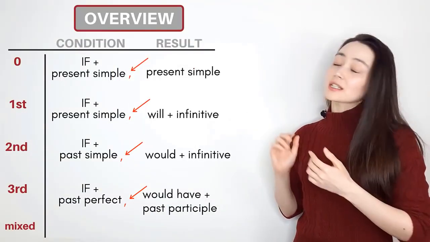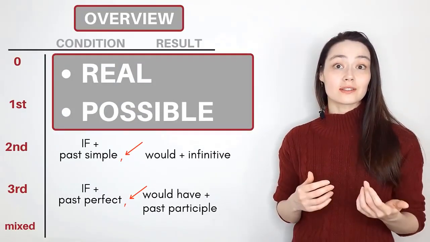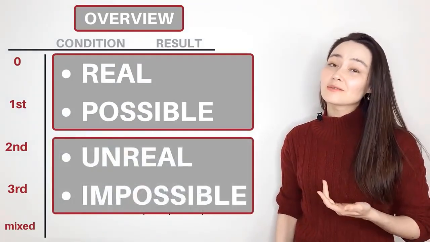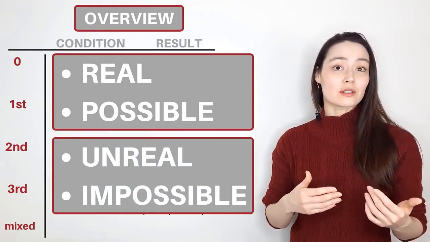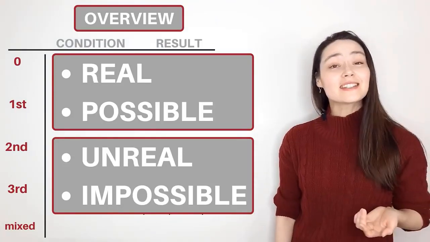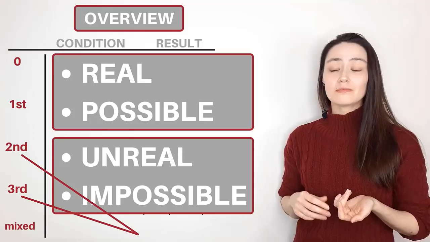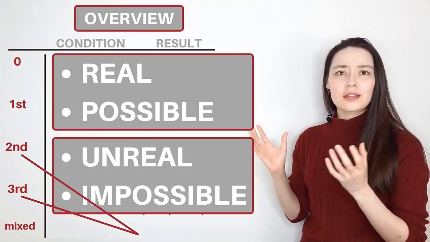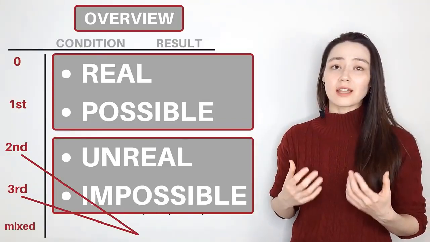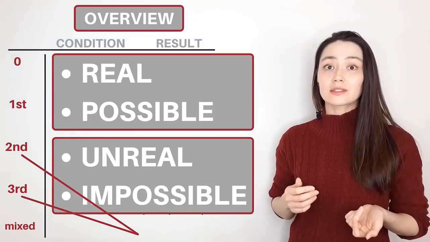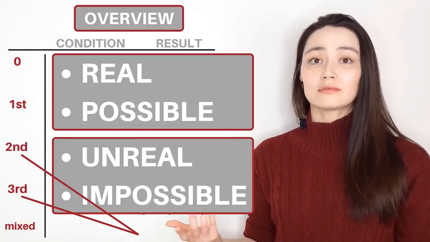The 0 and the first conditional express real, possible conditions and results. The second and third conditional express impossible, hypothetical, unreal conditions and results. Mixed conditionals are a combination of the second and third conditional. So, I know it looks like a lot of information, but by the end of this lesson, you'll feel a lot more confident and comfortable with conditionals. So, let's begin. Let's begin with 0.